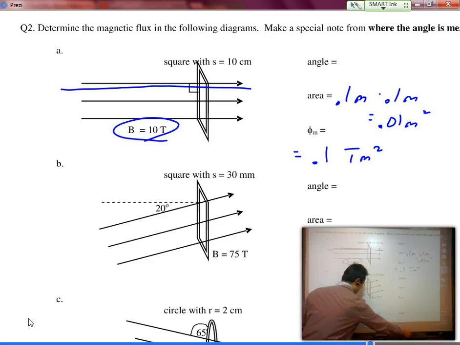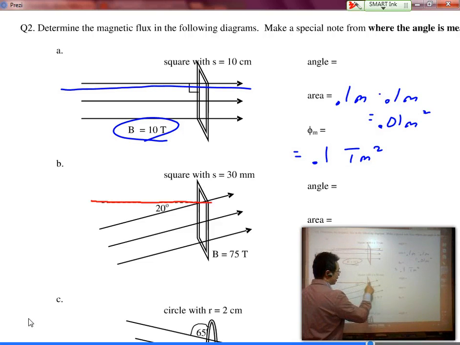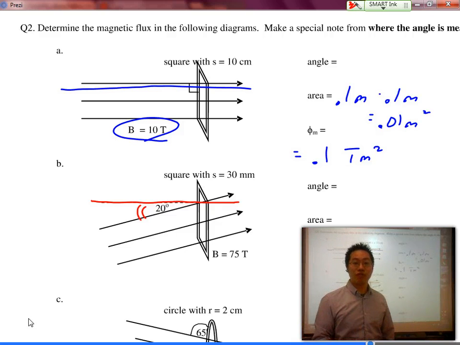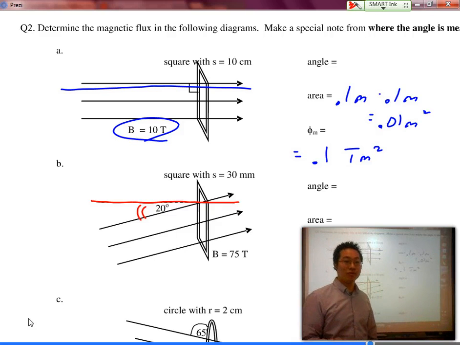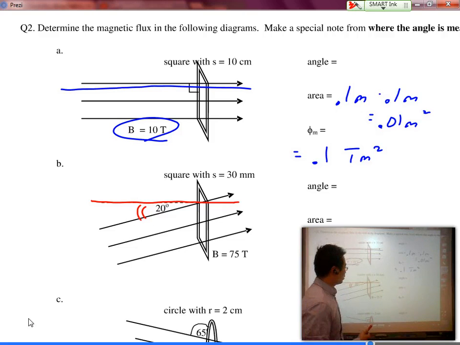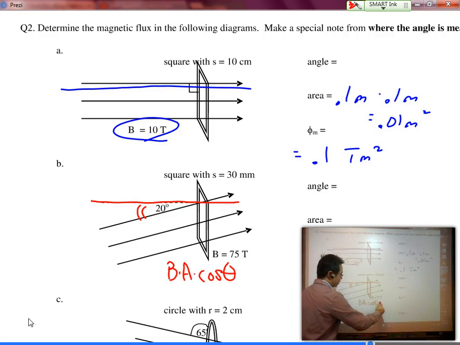So in this case, the angle would be 0. Over here, we can see our normal line again, and this dotted line over here, and the angle in this case would be 20 degrees. So when we solve for the magnetic flux in this example, we have to make sure that we include B times A times cosine theta to solve for the actual amount of magnetic flux.